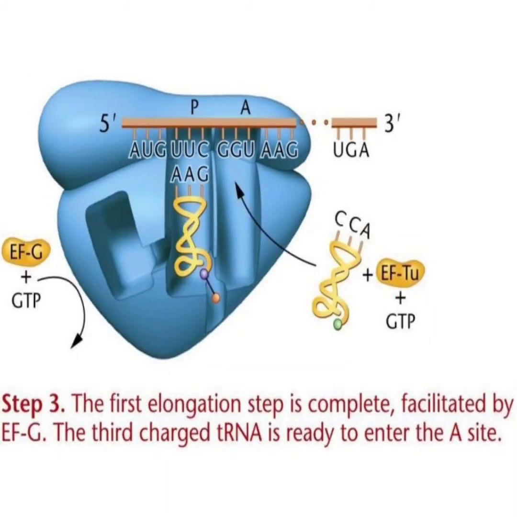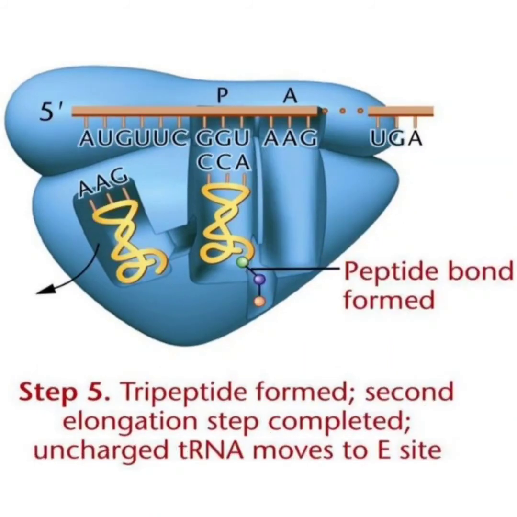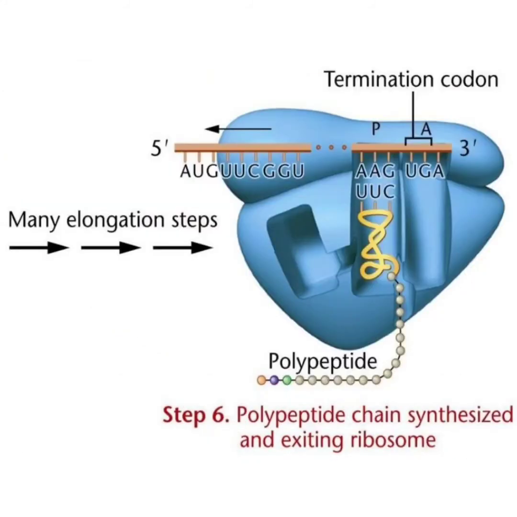In step 3, the first elongation step is complete, facilitated by the EF-G, and the third charged transfer RNA is ready to enter the A site. In step 4, the third charged transfer RNA has entered the A site, facilitated by EF-Tu. Second elongation step continues. Tripeptide formed. Second elongation step completed. Uncharged transfer RNA moves to E site. In step 6, polypeptide chain synthesized and exiting ribosome.